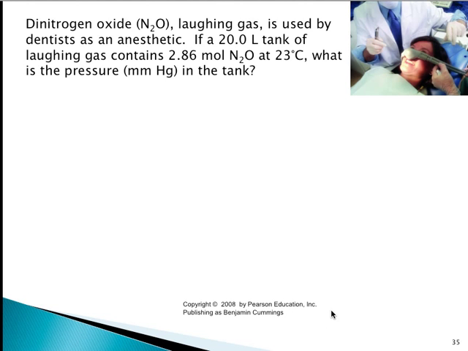All right, so let's work a problem in practice. Dinitrogen oxide, laughing gas, is used by dentists as an anesthetic. If a 20-liter tank, that must be the volume because it says liters, so my volume is 20.0 liters, of laughing gas contains 2.86 moles of dinitrogen oxide. That's n, n is 2.86 moles of N2O at 23 degrees Celsius.